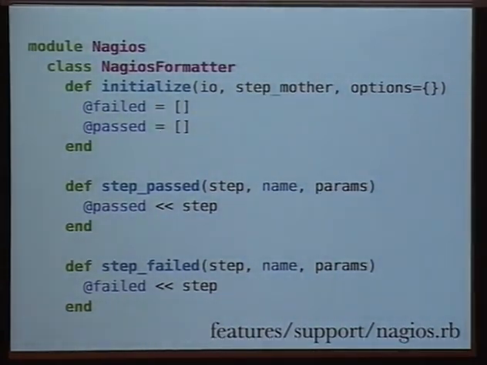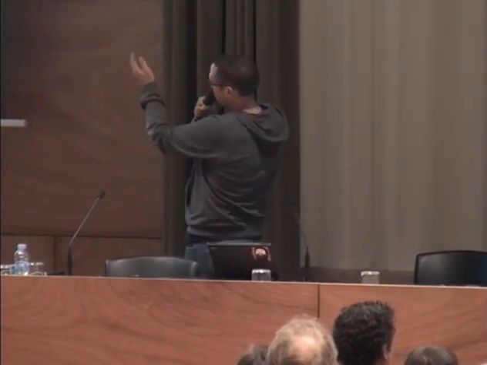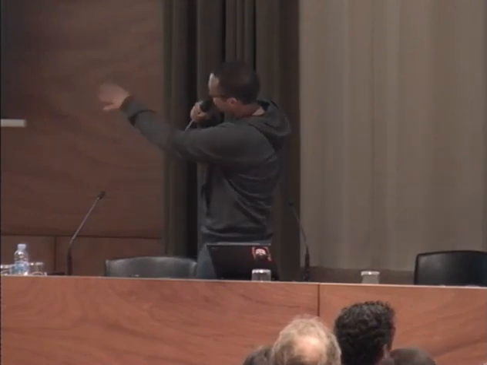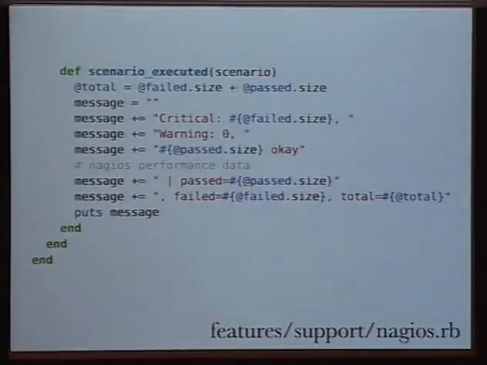So it's got a failed and a passed, and if a step passes, it gets added to the passed, and same with the failed. And then down here at the very bottom, it generates this message: critical, warning, okay. And then it also outputs the data in the Nagios performance data format. So it means that you can do graphs and all that sort of thing for free in Nagios. You don't have to configure any of that. And it outputs that message.